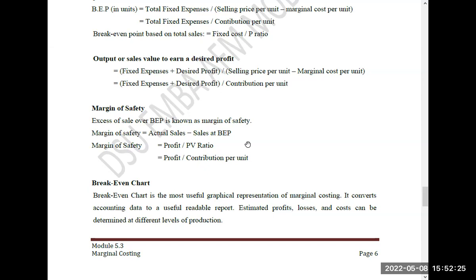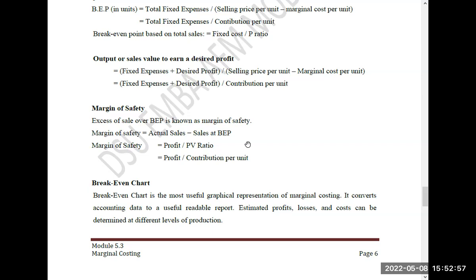Profit expected per unit is equal to 10 by 100 into 20, that is, 10 divided by 100 into 20. That is equal to rupees 2, because the selling price is 20 and 10% is profit. So 2 rupees is the profit the company is expecting.